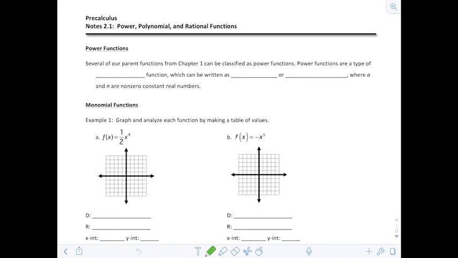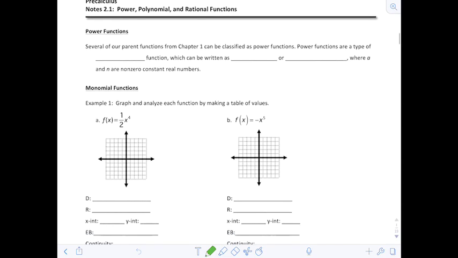Okay, this is the start of chapter 2, and in 2.1 we're going to look at power, polynomial, and rational functions. So we're going to look at these types of functions specifically, one at a time, talking about all of their characteristics. So the first one is power functions. Several of our parent functions that we looked at in chapter 1 could be classified as power functions.